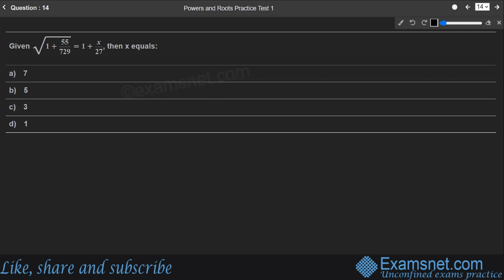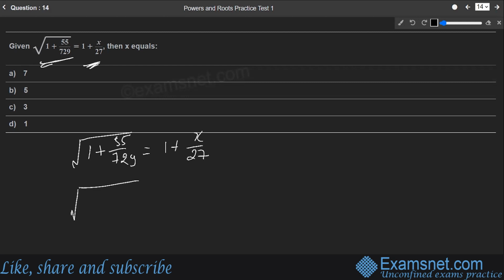14. Given root under root 1 plus 55 by 729 is equal to 1 plus x by 27, then x is equal to, I'm supposed to find out the value of x. So let us just quickly write this. He is asking for under root 1 plus 55 by 729 is equal to 1 plus x over 27. Okay, let us try to solve the left hand side first.